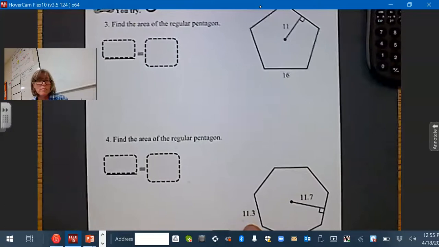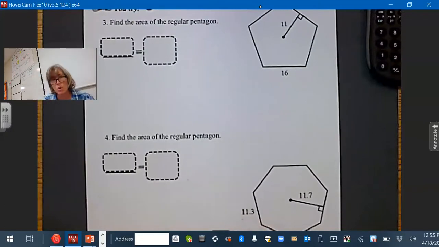This page, you're going to do completely on your own. Yes, you may use a calculator, but show your work. Restart the video when you're done.